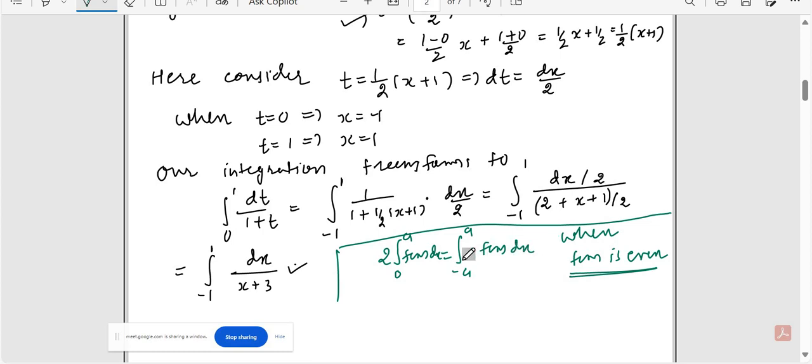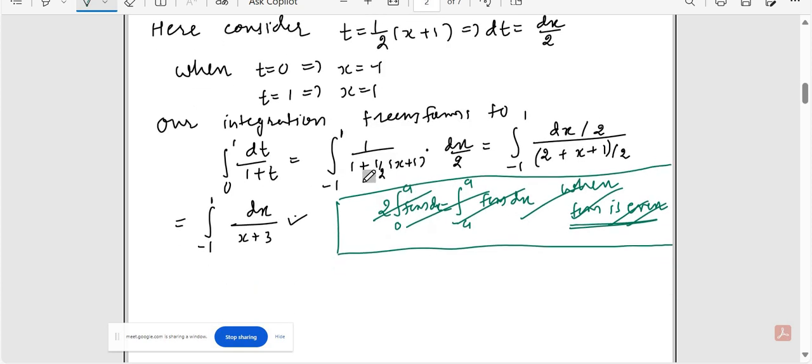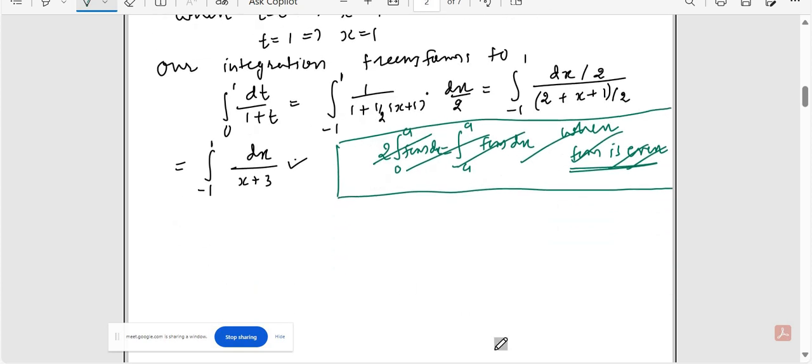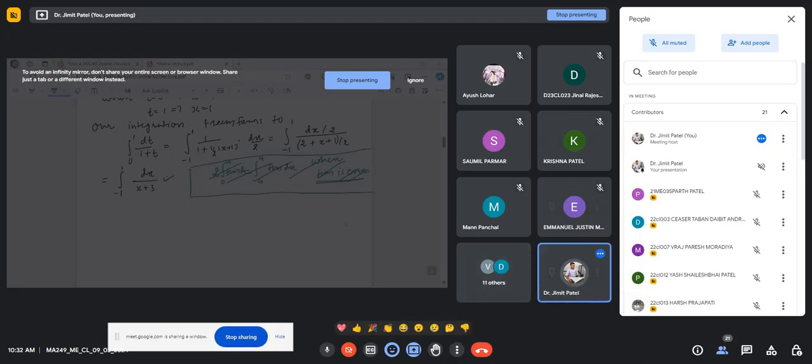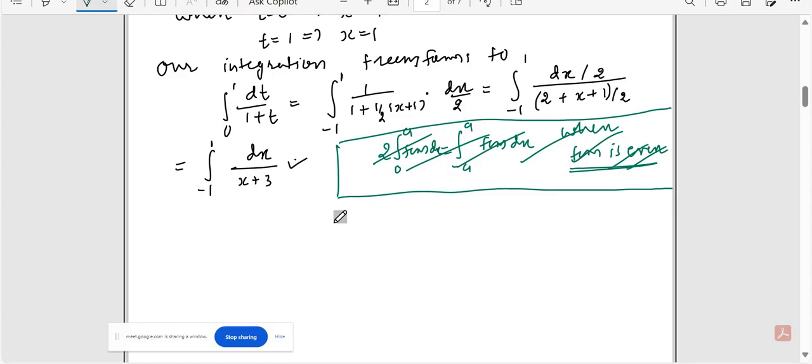Okay, so keep in your mind, you cannot directly go with this one. If your function is even, then you go with this one, not a problem. But if your function is not even, then don't go with this one. Okay, everybody understand? Tell me your confirmation, please, students. Yes, sir. Confirm.